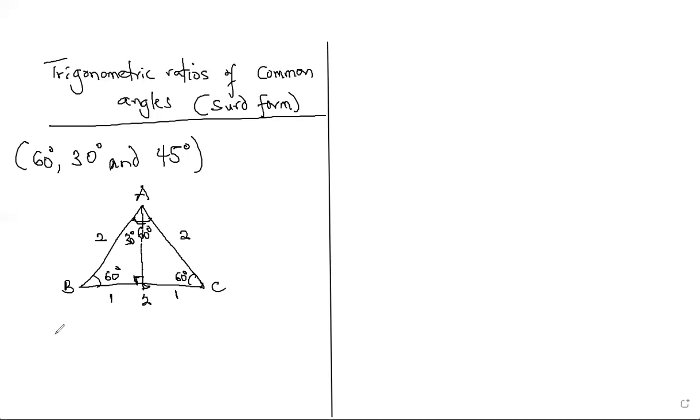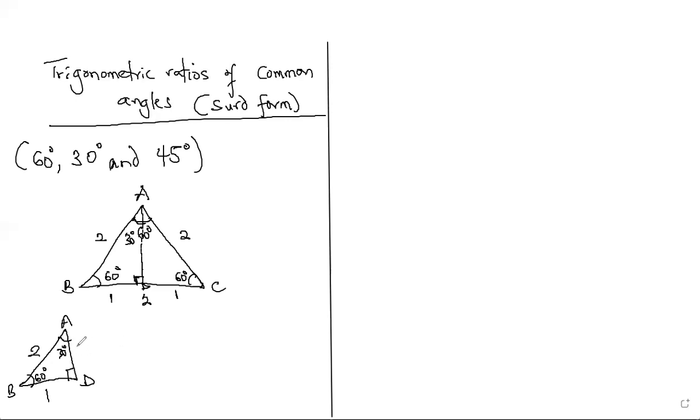Now I have this triangle. Let me write out the half of the triangle. This is the right angle. This is 2, 1, this is 60 degrees. So A, B, and D. I'm just using half of this triangle. Now this should be 30 degrees.